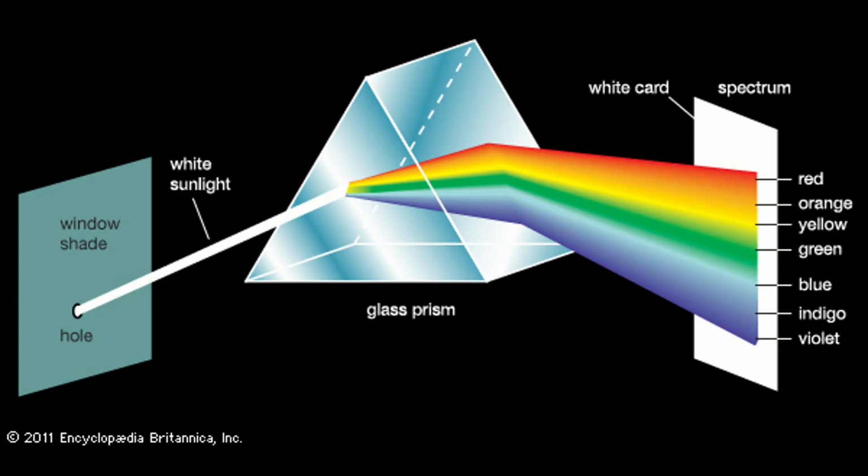There are other rays that are invisible to us. Can you think of any? Well, these could be X-rays and gamma rays. We know they're out there, but we can't see them.